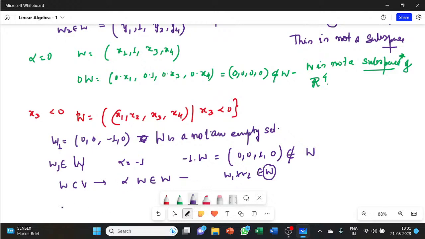But if I take alpha from a field which is the real numbers, let's say -1, and I scalar multiply it with W, what am I getting? I'm getting 0, 0, 1, 0. And clearly x3 is positive, which should not be the case. In order to qualify for W, your x3 should be negative. So clearly this is not a subspace of R power 4. Is that clear?